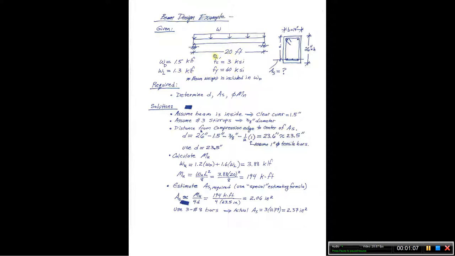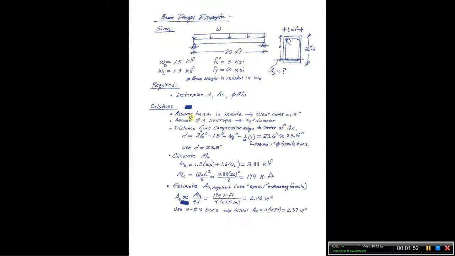We also have some material properties here. We have f'c of 3 ksi and fy of 60 ksi for the steel. Our job in this particular problem is to calculate how much area of steel we need to have in this bottom layer of tensile steel. So basically, we're going to determine these items, d, As, and in the end, we will be able to calculate phi Mn and see whether or not it is adequate for the maximum moment that this loading is causing. And so here is the solution.